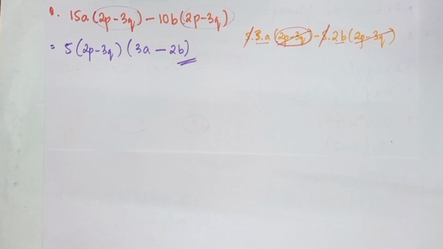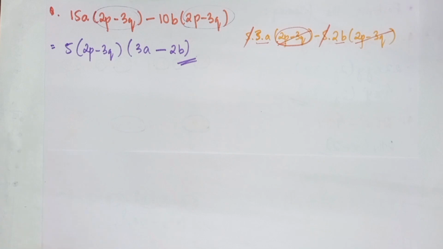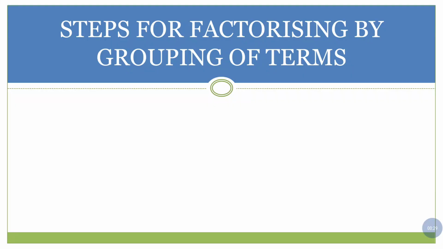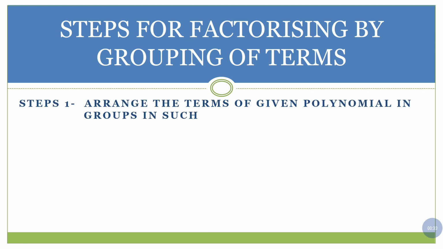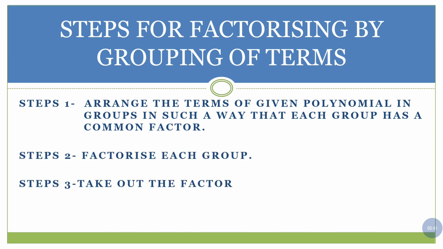So this is only your factorization, which means you have written it in factor form with a bracket. Steps for factorizing by grouping of terms. Step 1: Arrange the terms of the given polynomial in groups in such a way that each group has a common factor. Step 2: Factorize each group. Step 3: Take out the factor which is common to each group. Let's be more clear while solving the numerical problem.